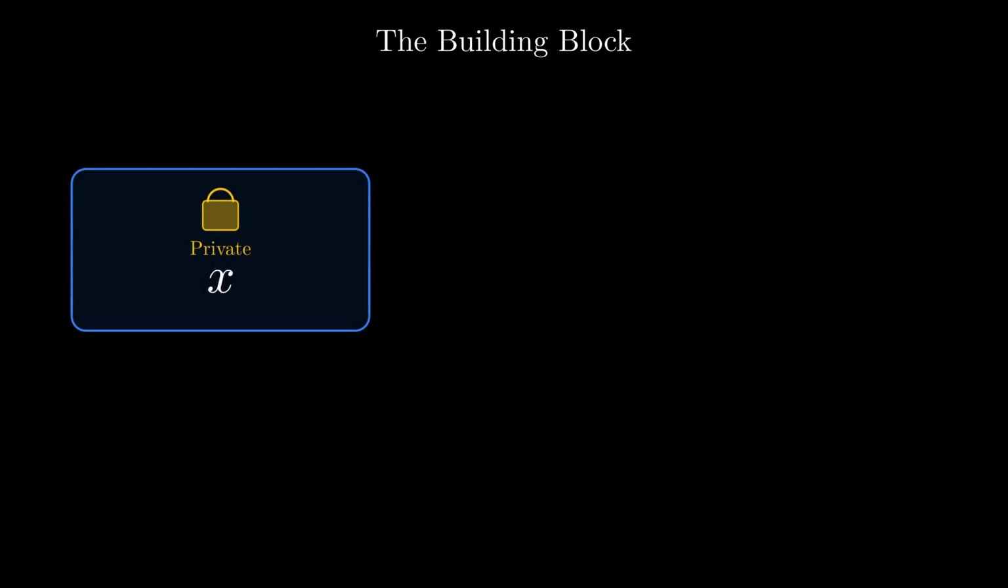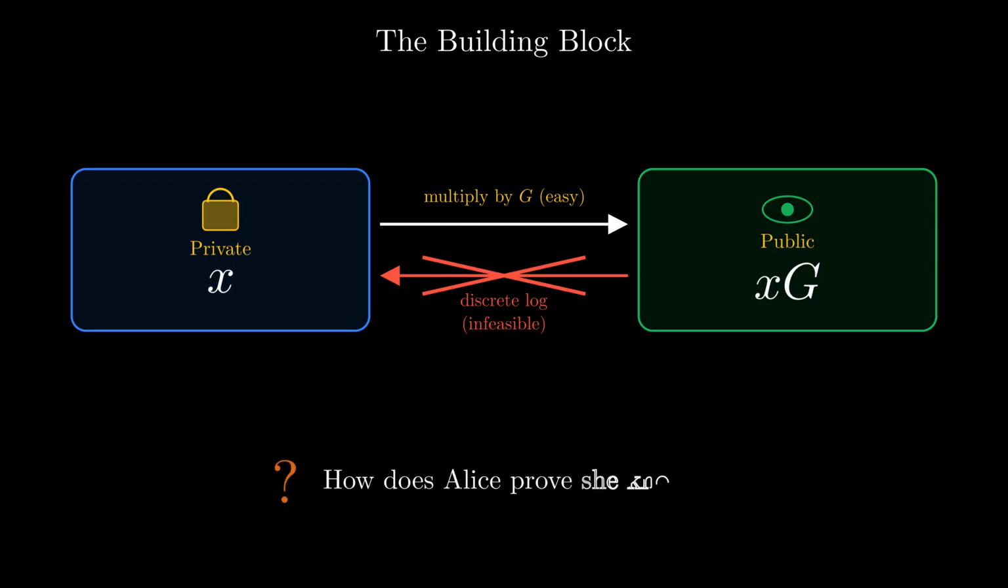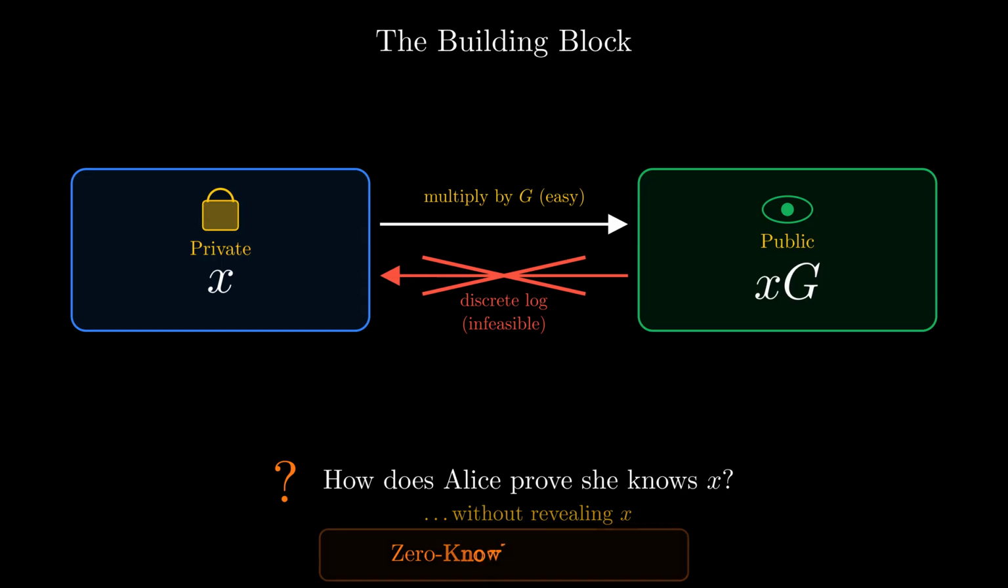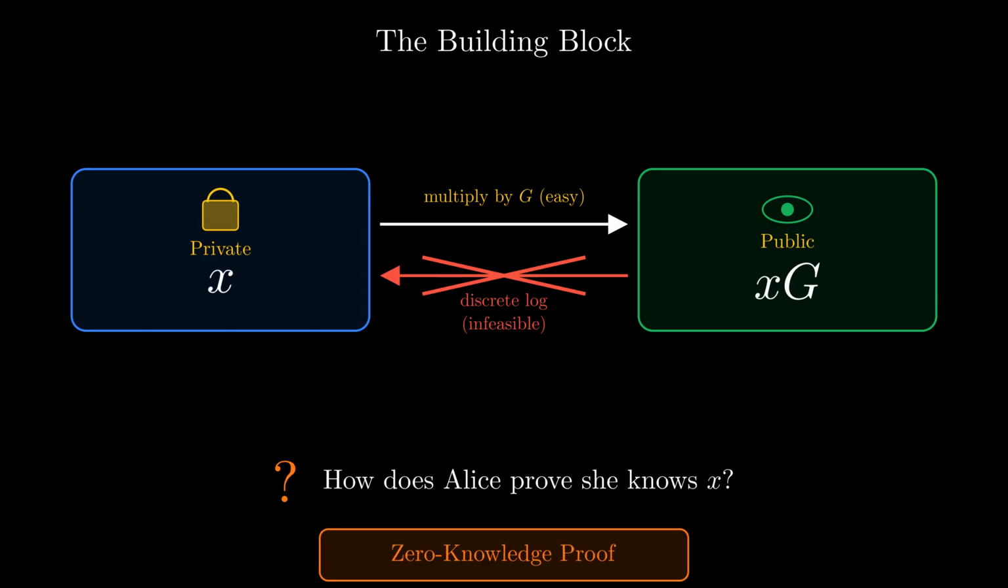Start with the building block. On an elliptic curve, multiplying a secret scalar x by a generator point g gives you a public key xg. Recovering x from xg is the discrete logarithm problem, computationally infeasible. So you can publish xg safely, but possession is harder. Anyone can copy xg. Alice needs to prove she actually knows the x behind it, without ever revealing x. That's a zero-knowledge proof, convincing someone of a fact while leaking nothing else.